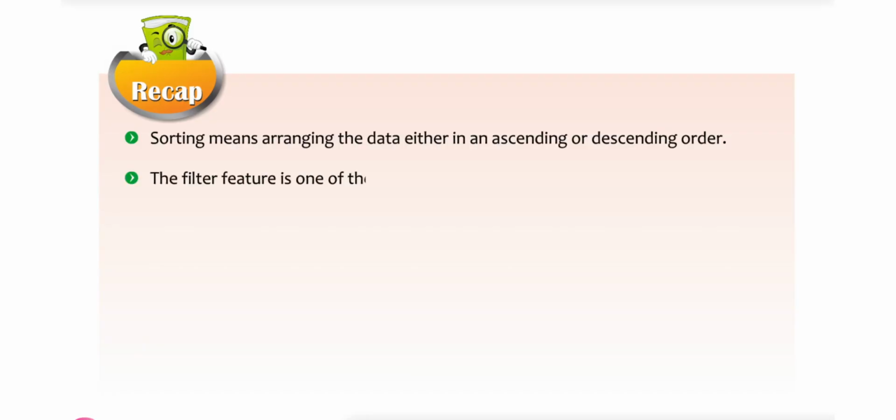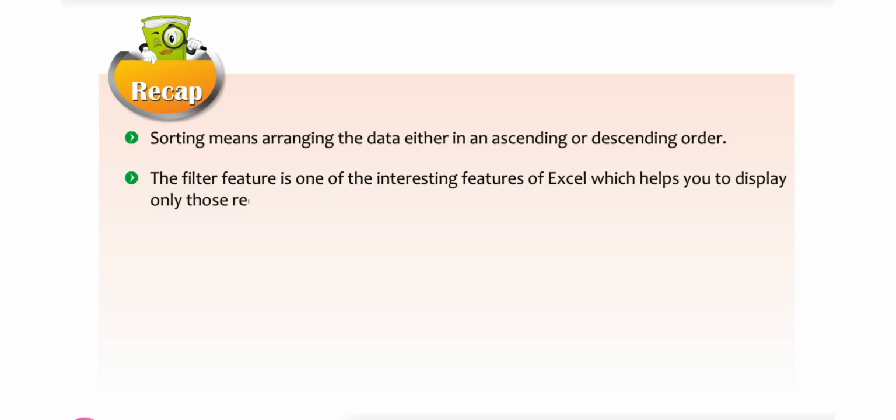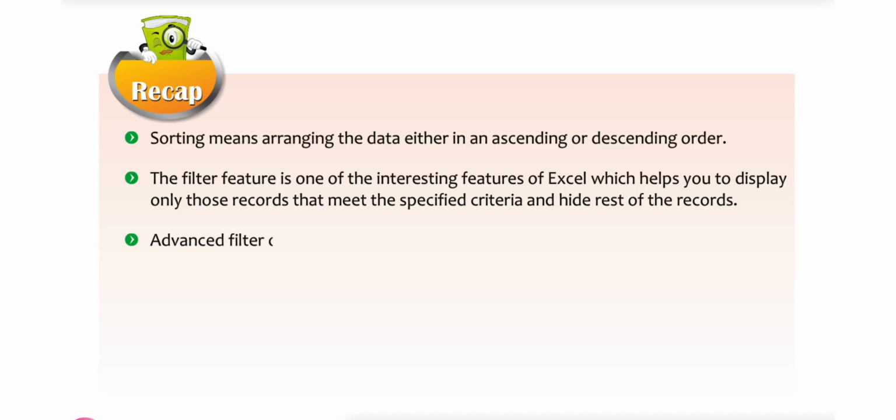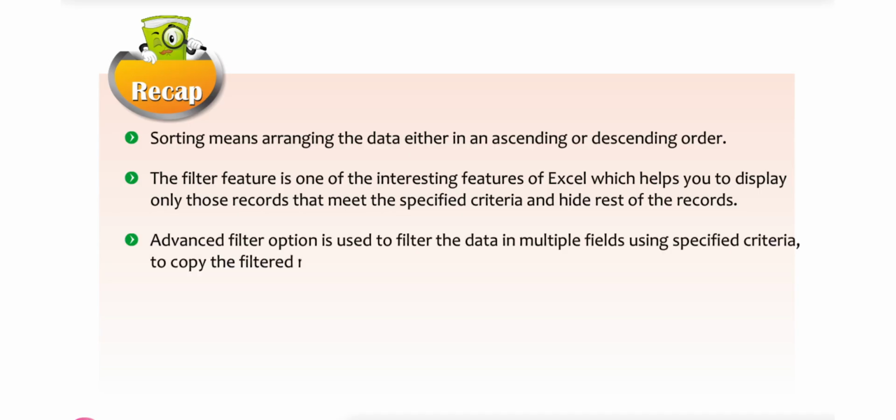Sorting means arranging the data either in an ascending or descending order. The filter feature is one of the interesting features of Excel which helps you to display only those records that meet the specified criteria and hide rest of the records. Advanced filter option is used to filter the data in multiple fields using specified criteria to copy the filtered records to a different location or to find unique records.